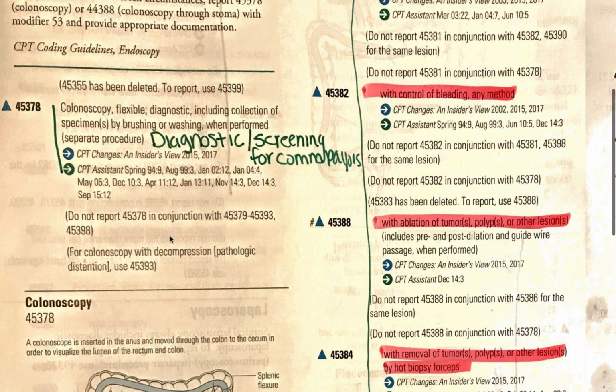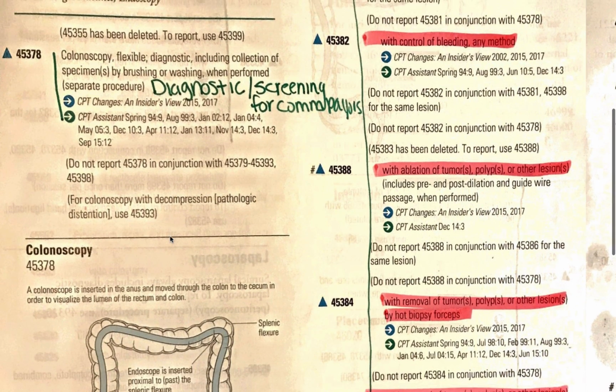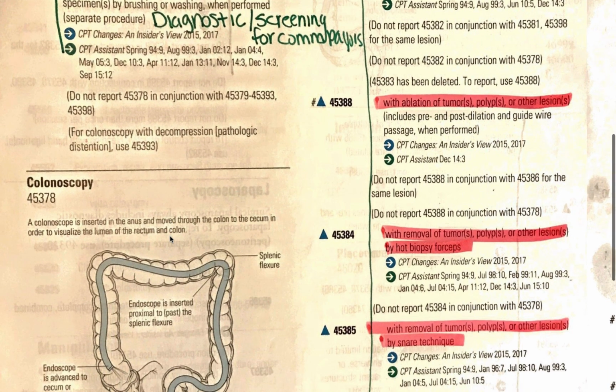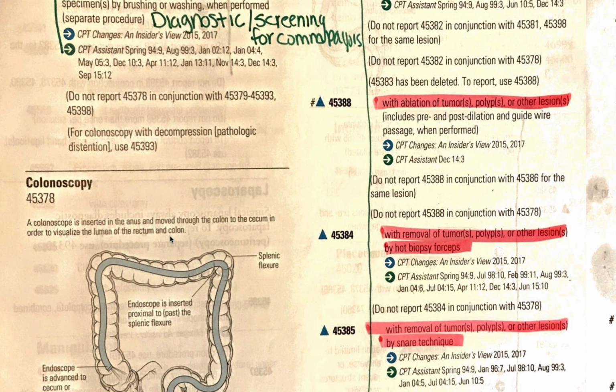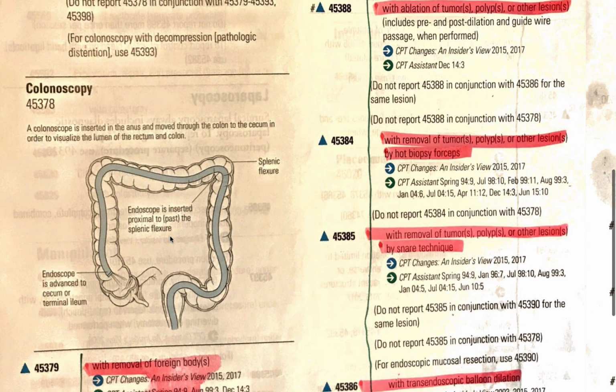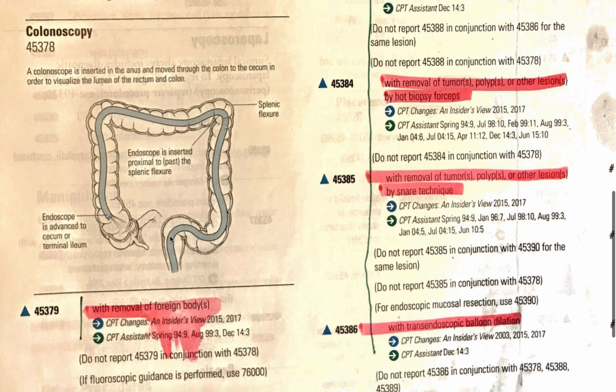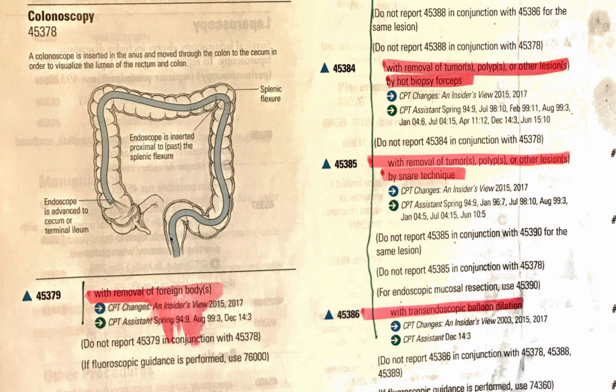And because there is the S next to it, you cannot code it twice. It can only be coded once per polyp. If there's different techniques done on different polyps, you can code those. 45384 is for a removal of lesion by hot biopsy. 45385 is by snare technique. 45386 is with transendoscopic balloon dilation.